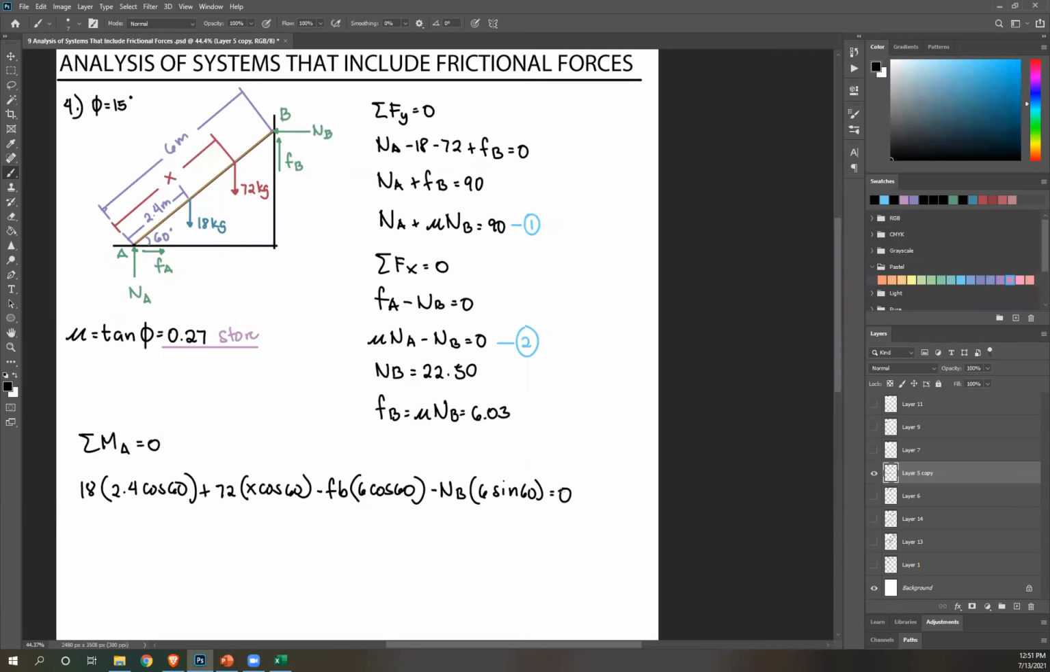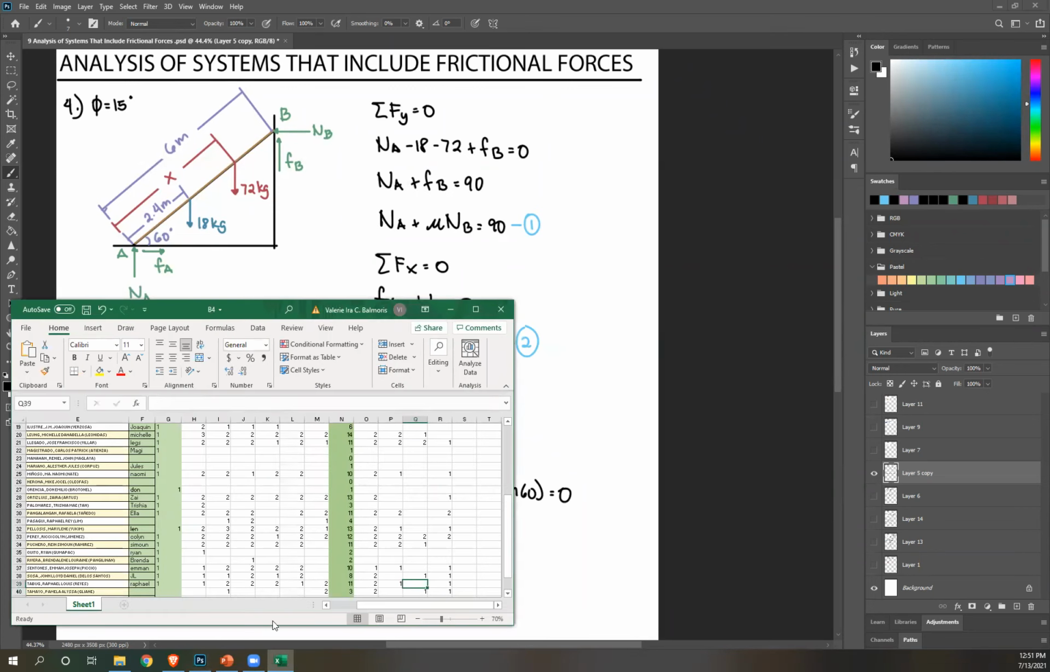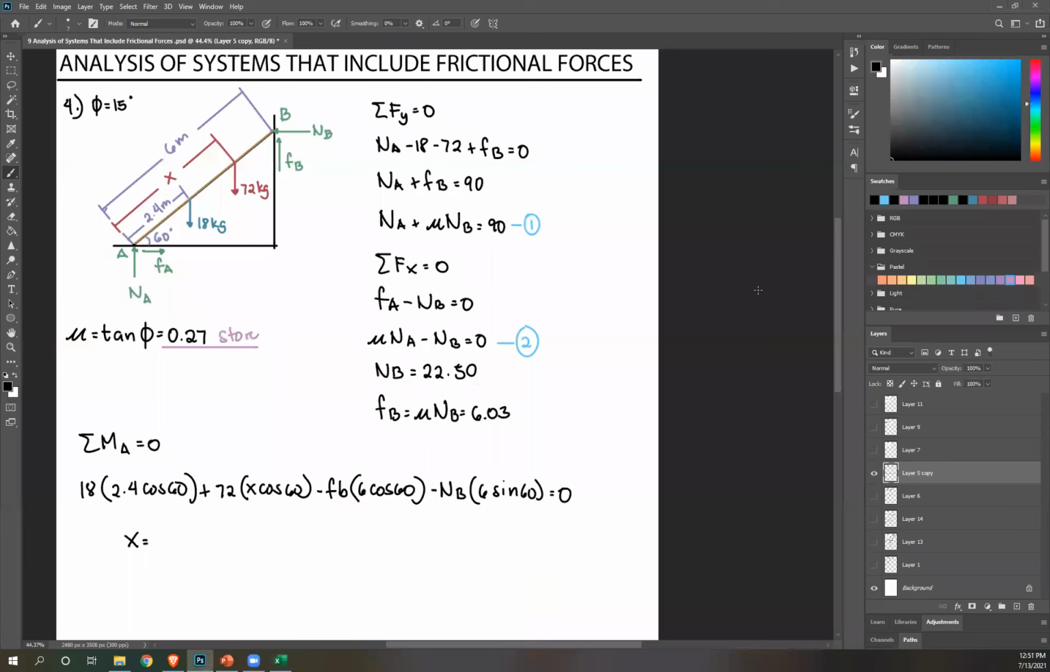From this, please solve what's x. Correct. It's 3.50. And then unit meters. So this is our answer.